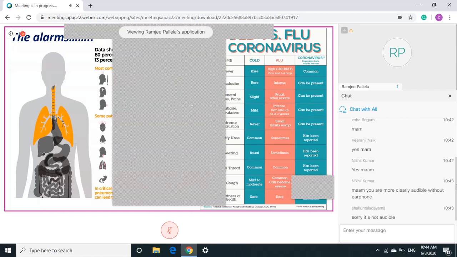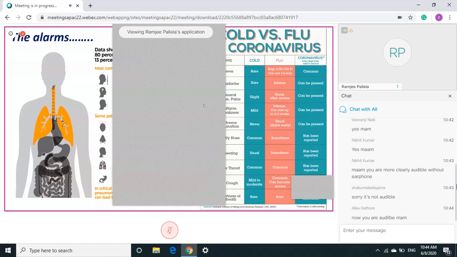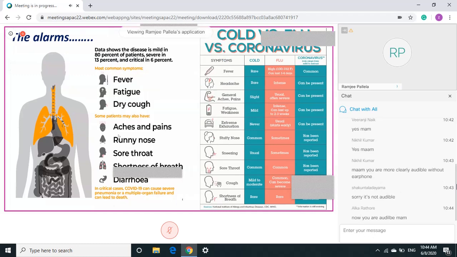Okay. So I have presented it here on my slide. You can take a screenshot of this particular slide, and you can just read about what is the difference between a common flu and a coronavirus flu. I'll leave it for you for 2 minutes so that you can take a screenshot of it. Okay. There will be fatigue, weakness.